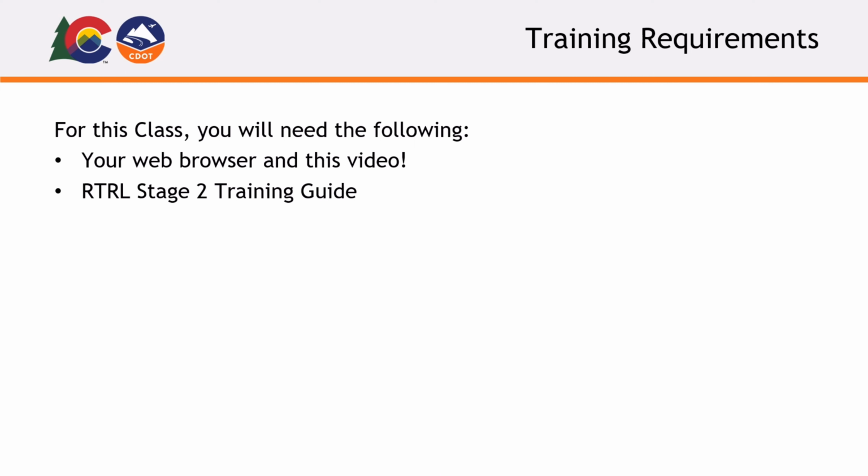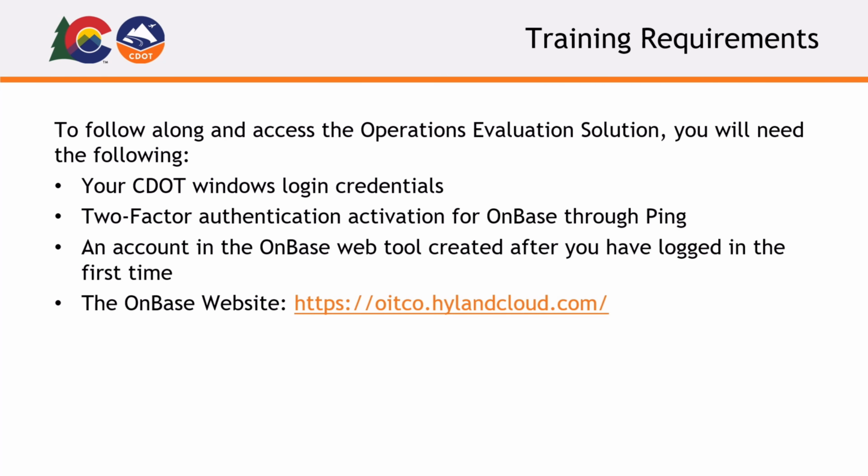For this class, you will need the following: your web browser and this video, the RTRL Stage 2 Training Guide. To follow along and access the Operations Evaluation solution, you will need the following: your Windows login credentials, two-factor authentication activation for OnBase through Ping, an account in the OnBase web tool created after you have logged in the first time, and the OnBase website shown here. This training video assumes that you have watched the basic overview and login video. If you have not logged in or watched the video, please do those tasks before you proceed.